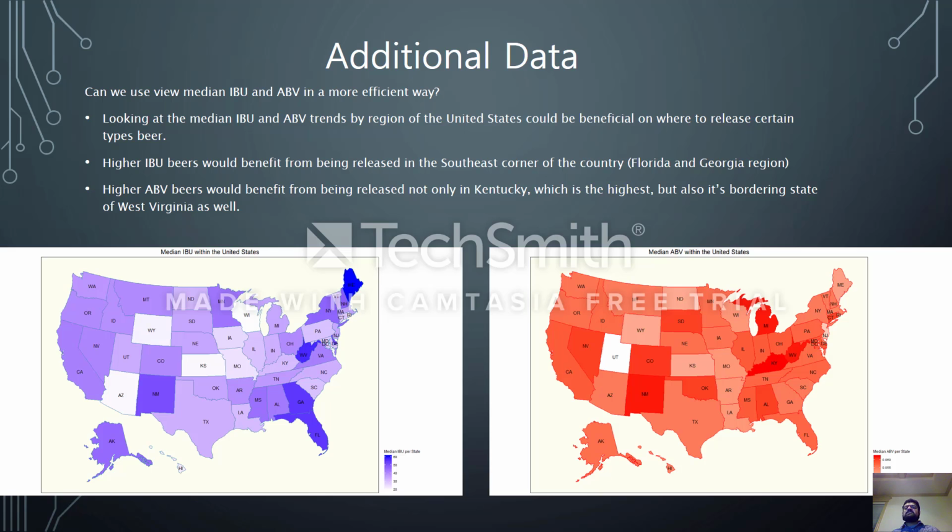They share a border. That's a bigger market we can hit. We don't just have to do it one state at a time. And same thing for IBU. If we look at the map, Florida and Georgia share a border, and they have a higher median than most other states. Instead of only targeting one of the states, it would make sense to target both at the same time, or at least start in Florida and move to Georgia next, to at least have a good plan of action in terms of what to do with new products.